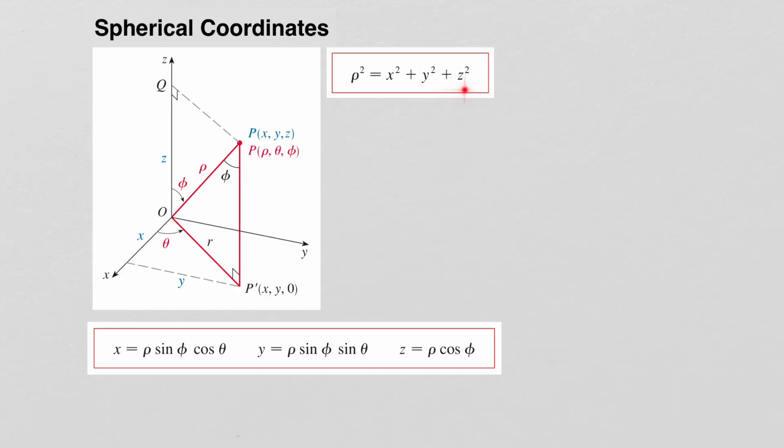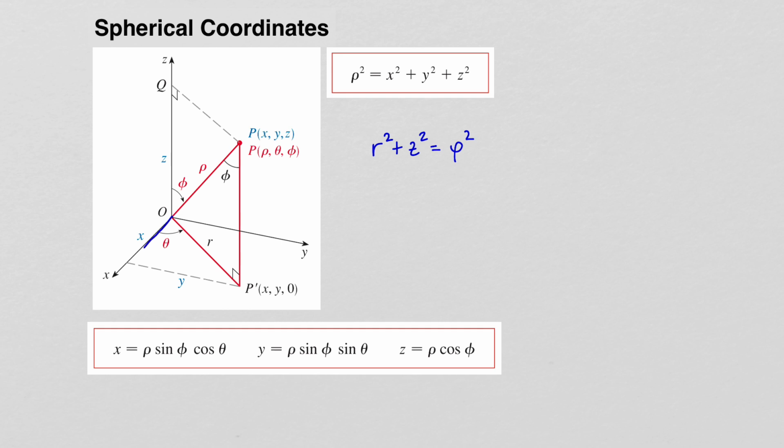The first formula here is pretty easy to derive. So we know that this here is a right triangle, and one of the legs is r, and the other leg, of course, is this distance here, which is z. And that means that r squared plus z squared is equal to rho squared.